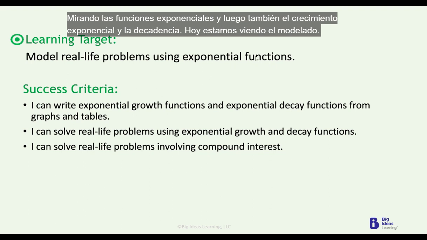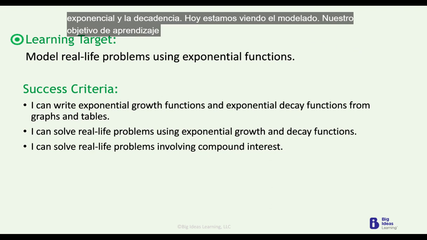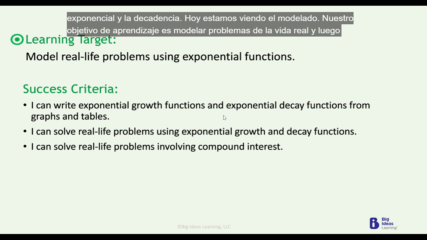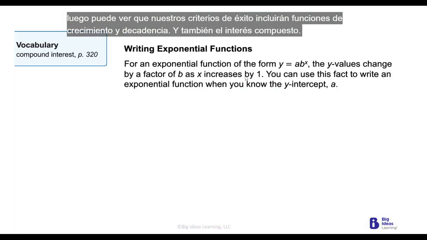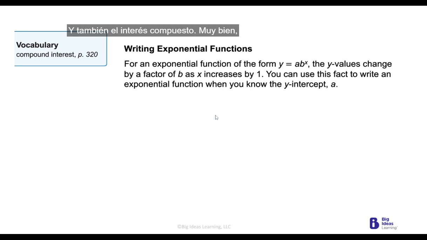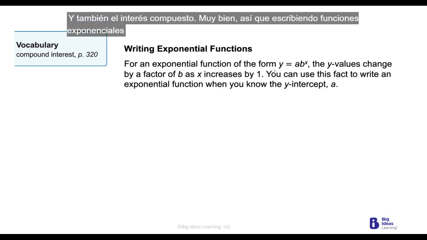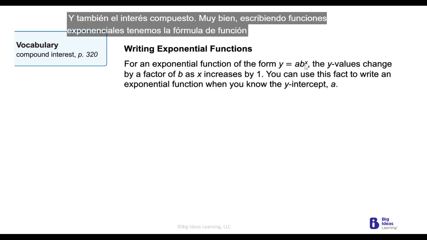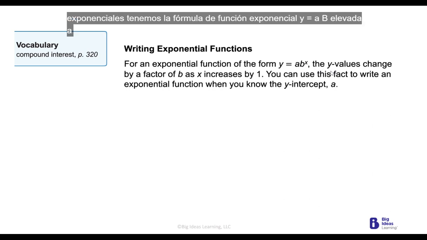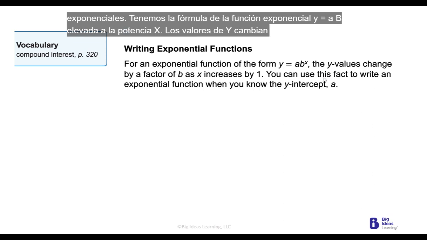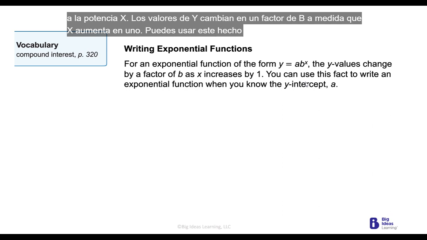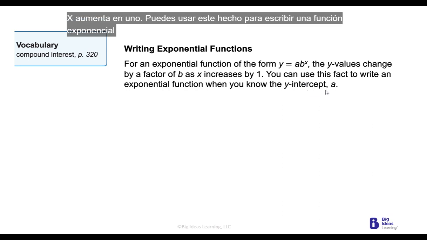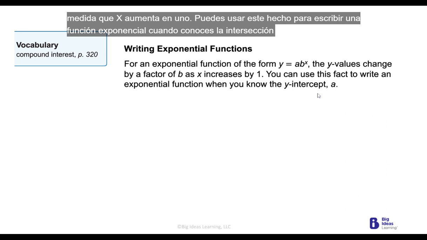Our learning target is to model real life problems. And then you can see our success criteria will include growth and decay functions, and also compound interest. All right, so writing exponential functions, we have the exponential function formula, y equals ab raised to the x power. The y values change by a factor of b as x increases by 1. You can use this fact to write an exponential function when you know the y-intercept. Y-intercept is noted as a.